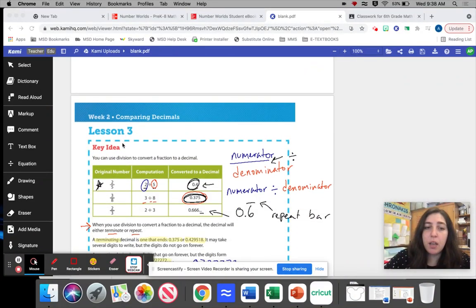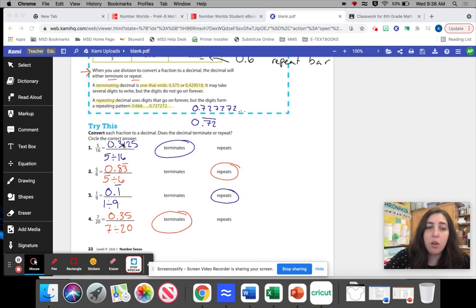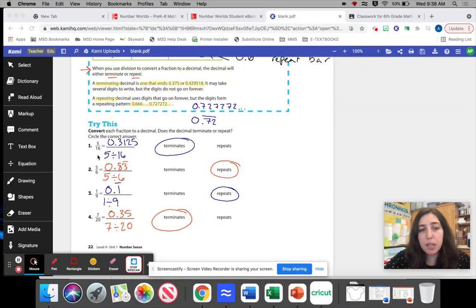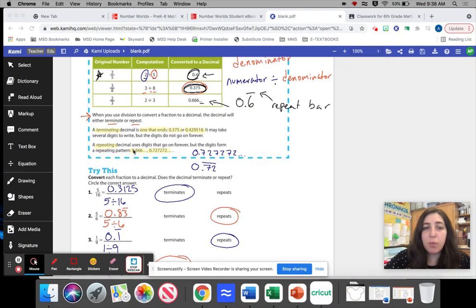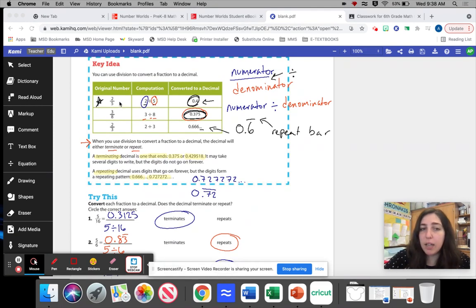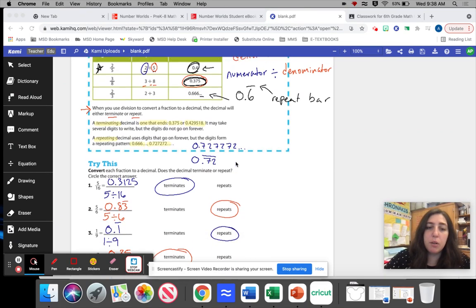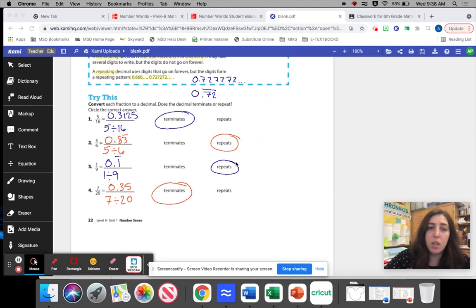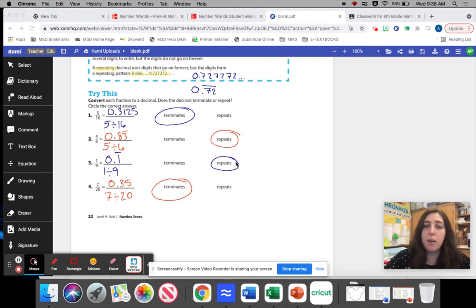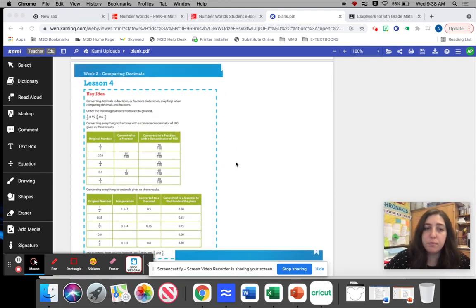Okay. And then in lesson 3, we were doing the same thing. We were still converting fractions into decimals, but we were using a calculator to do it. So remember, if you have a fraction like 2/5, just put 2 divided by 5 in your calculator. So numerator divided by denominator, and you'll get your decimal. We also talked about repeating and terminating decimals, but we were practicing going from a fraction to a decimal.